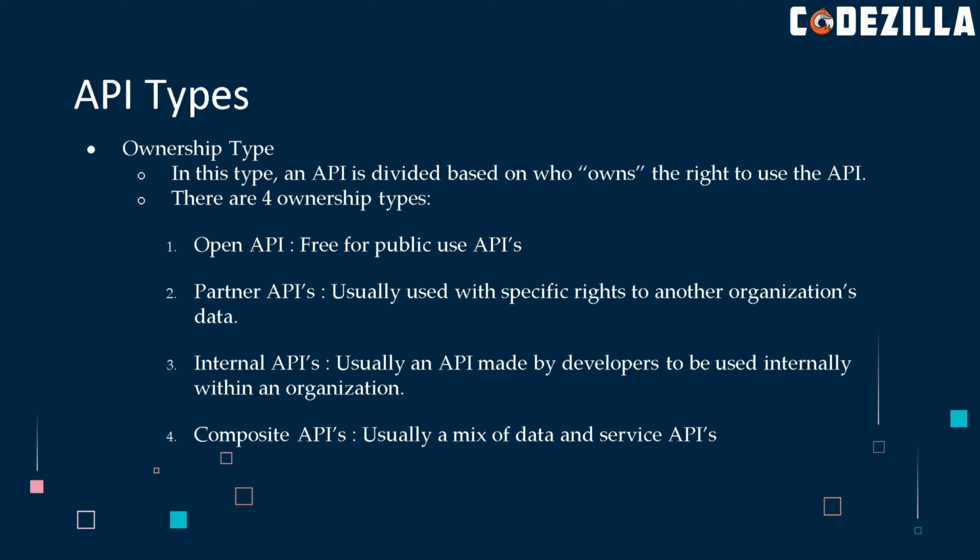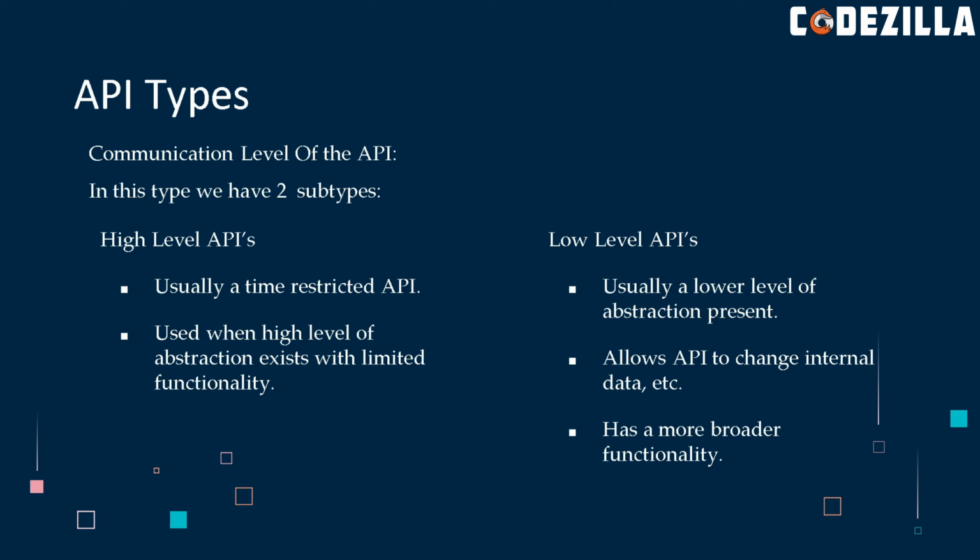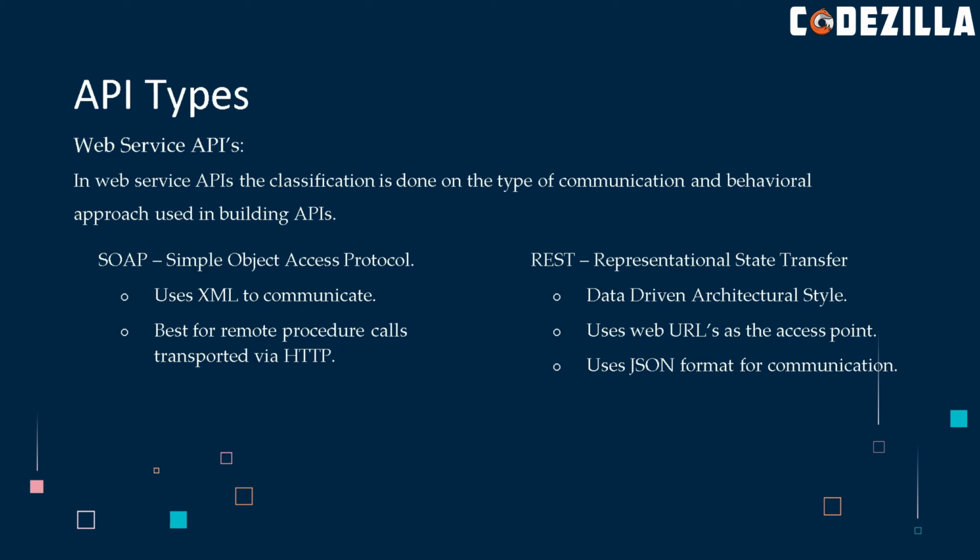Composite APIs is usually a mix of data and service APIs. You don't really have to think much about composites. The next type of API is communication level and has two types: high level and low level. High level APIs, as opposed to their name, actually have limited functionalities and are usually time restricted. Low level APIs is more like a dev sided API, as if the API has the power to change internal data and editing functionality.